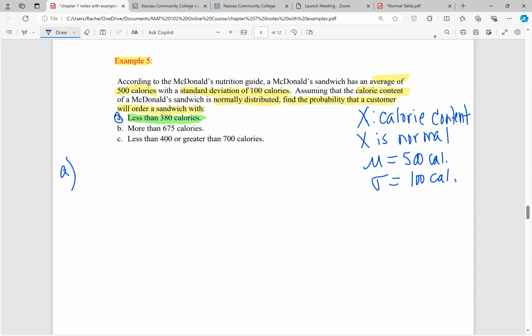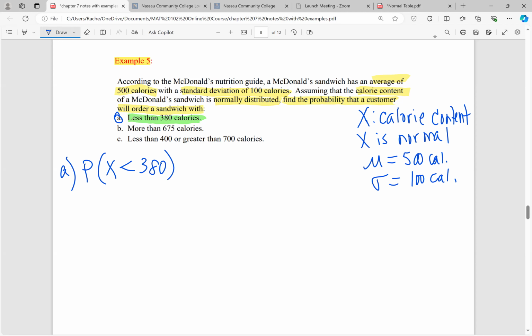We were making a sketch, right? What does our sketch look like? And what does calorie content look like? And then we were converting the question into mathematical notation. It doesn't really matter what order we do it in, so I'm just going to write down what we're looking for first. We want to find the probability that if we select a sandwich at random, the calorie content in A is going to be less than, so I have to use my less than inequality, 380.